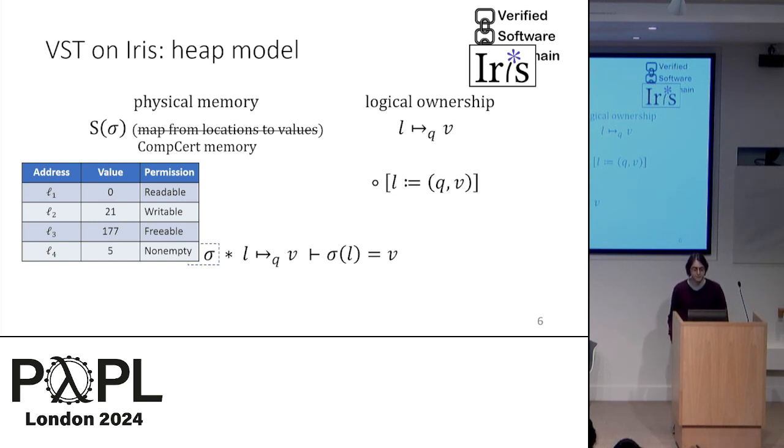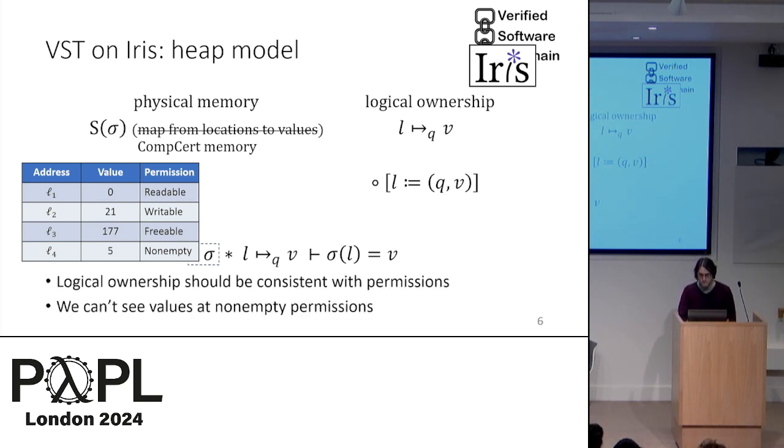So if you try to, for instance, write to a location that only has readable permission, then the operation will fail, your program will be stuck. And so this causes at least two problems that we need to solve in order to have an Iris instance for this model. First of all, that there should be some relationship between the shares that we talk about when we have logical ownership and these permissions that exist in the concrete CompCert memory.